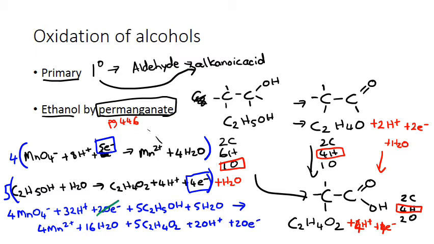Okay, first thing I do is get rid of the electrons. Cancel out. Now I want to get rid of the hydrogens. 32 here, 20 there, so I can get rid of them, and I'm left with 12. Waters, 5 and 16, and get rid of them, and I'm left with 11. So that then would be my complete balanced equation. Okay, so that's for the primary alcohol.